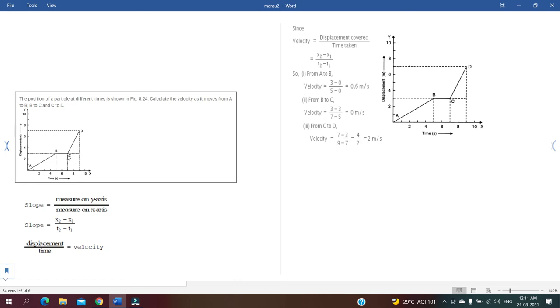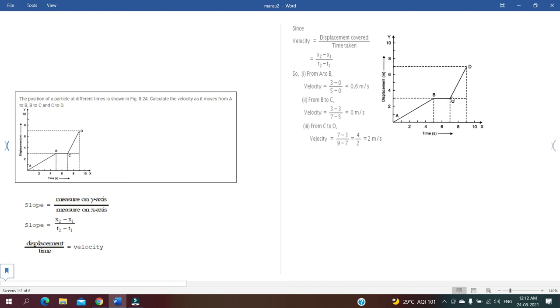Then from point c, draw a perpendicular onto the time axis and note down the value of t1. It is 7. Now draw a perpendicular onto the displacement axis and note down the value of x1. It is 3. So x1 is 3, t1 is 7, x2 is 7, and t2 is 9. Solve it, you will get velocity comes out to be 2 meters per second.